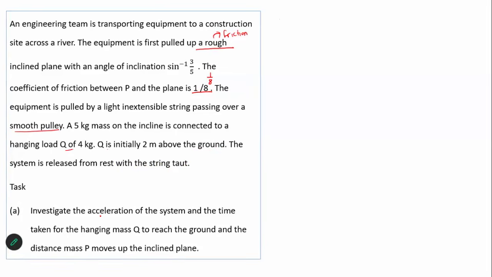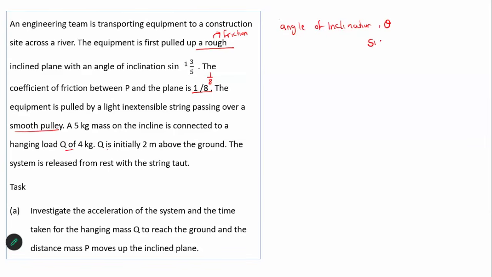So they want you to investigate the acceleration of the system, the time taken for the hanging mass Q to reach the ground, and the distance mass P moves up the inclined plane. So what are you going to do? You are going to summarize and say the angle of inclination for the plane, which you can call theta.